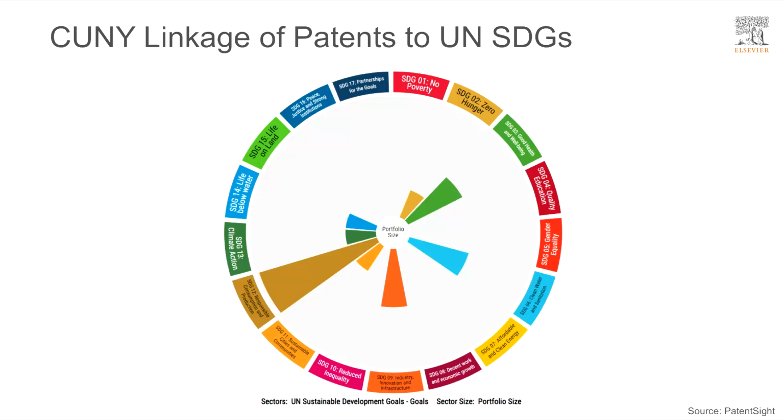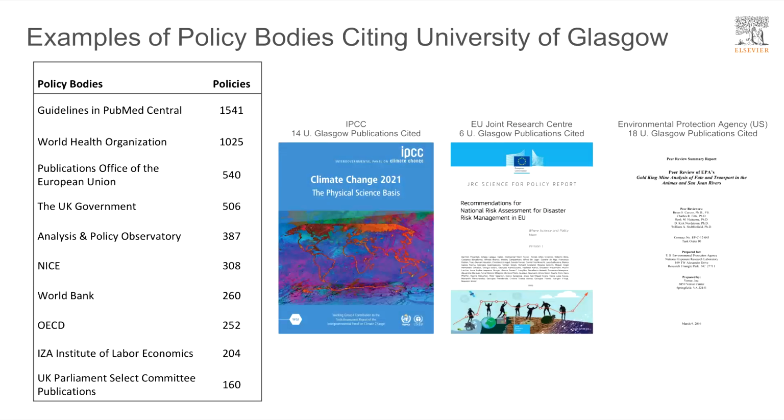And the wedges that you see represent portfolio activity related to patenting. And the largest wedge that you see is in brown, and that corresponds to SDG number 12, which is responsible consumption and production. So it's a way to pictorially illustrate where you are making investments that are paying off in terms of patenting activity. The database also allows you to look at citations and policy documents.